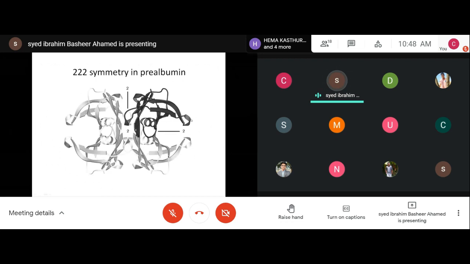Here prealbumin has 2-fold symmetry in all three axes: X axis, Y axis, and Z axis. When you have symmetry in all the axes X, Y, Z, the number of molecules present will be four. So for prealbumin to be functional, you require four monomers.